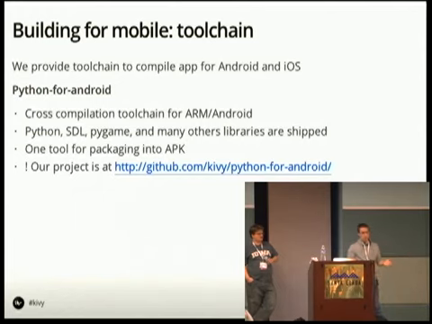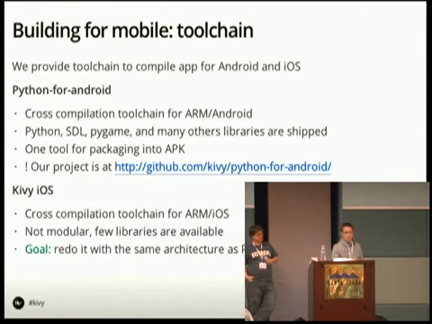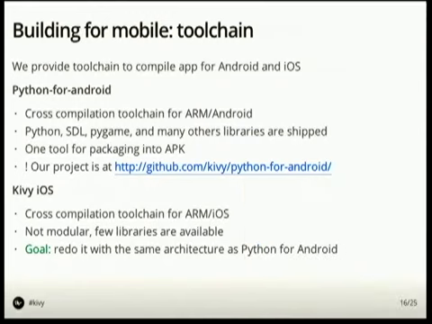So be warned, there are two Python for Android projects. If you search on Google, you will get two results. Our Python for Android is located at github/Kivy. The other one is commonly named P4A, right? Okay. And there is another toolchain we provide for iOS, Kivy iOS, but it's not designed the same as Python for Android. So it's not modular, you cannot really add the libraries you want. We need to redesign this project.